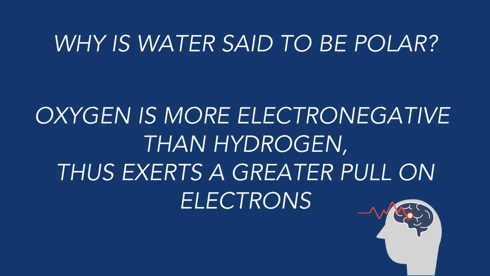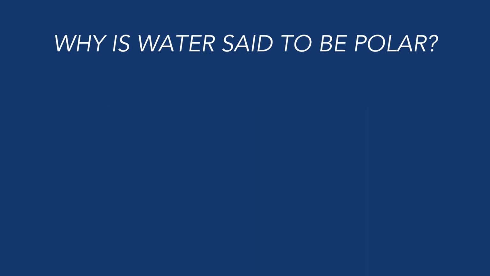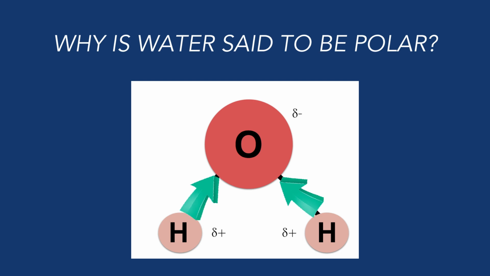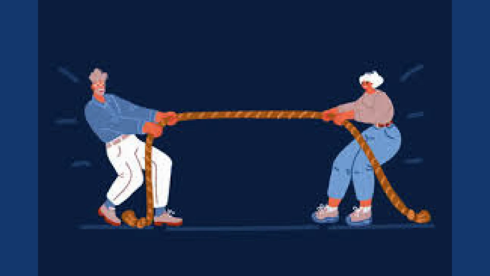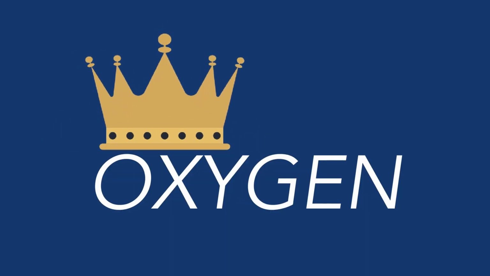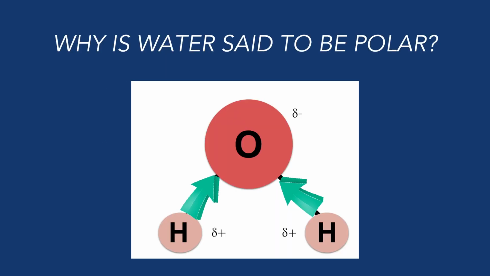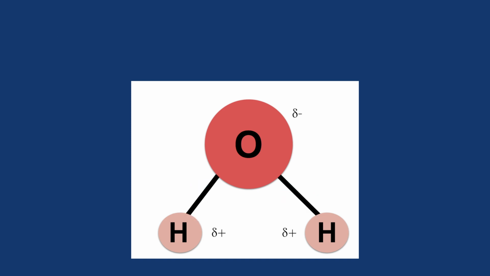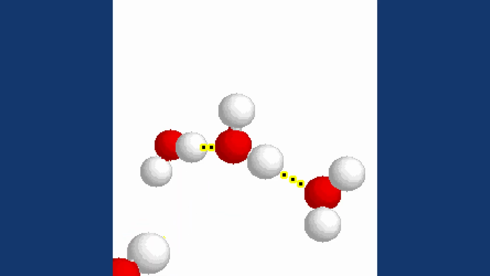And the polarity of the water molecule is due to the fact that oxygen is more electronegative than hydrogen, thus exerts a greater force on the electrons. So the oxygen essentially pulls the electrons towards itself, much like a tug-of-war between the hydrogen and oxygen, where ultimately the oxygen is the strongest and exerts the greatest pull on the electrons. As a result of these differences in electronegativity, we're left with a slightly negative oxygen atom and 2 slightly positive hydrogen atoms. Let's finish up with some final pointers about hydrogen bonding.